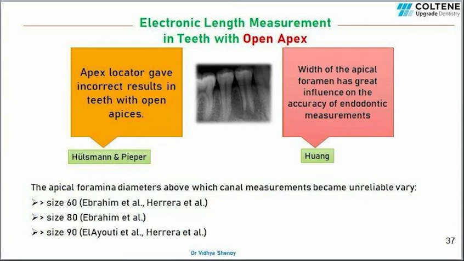They found that diameter of apical foramen corresponding to file size 60, 80 and 90. Beyond these diameters, the apex locator measurements became unreliable. So in cases with open apex, it is better to use radiographic method for working length determination.